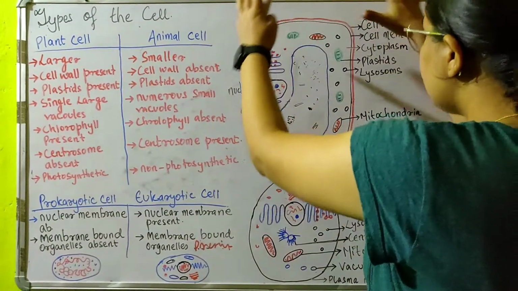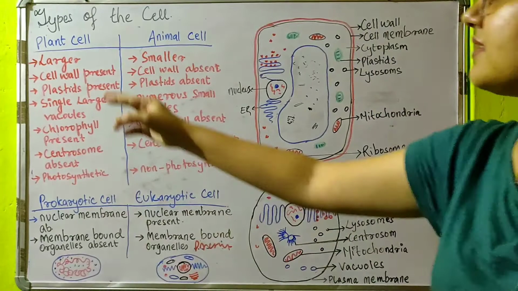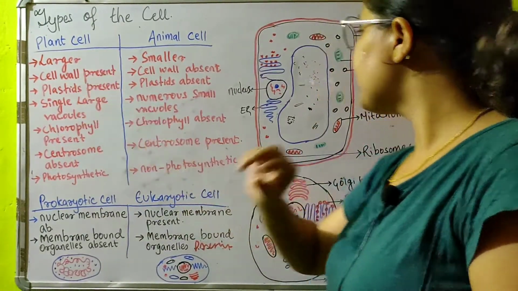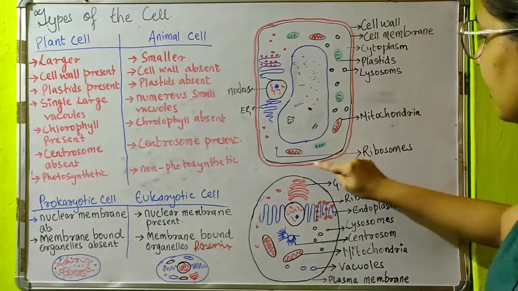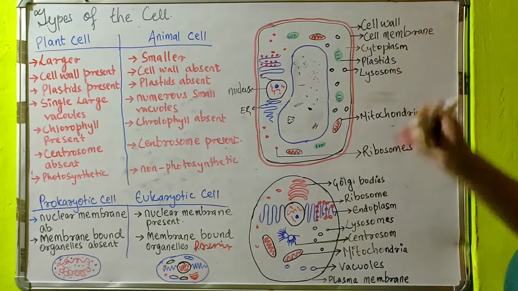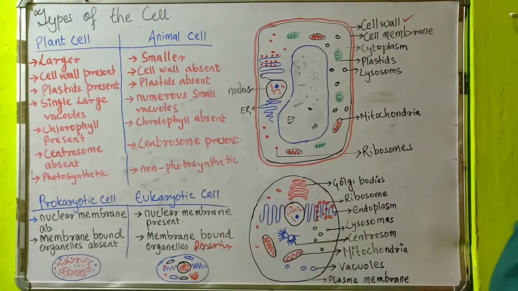The plant cell is larger in size and animal cell is smaller in size. This is the first thing. And second, cell wall is present in plant cell. You see the red color margin which I have drawn. It is mentioned as cell wall. This thing is present in plant cell, but this is not there anywhere in animal cell.